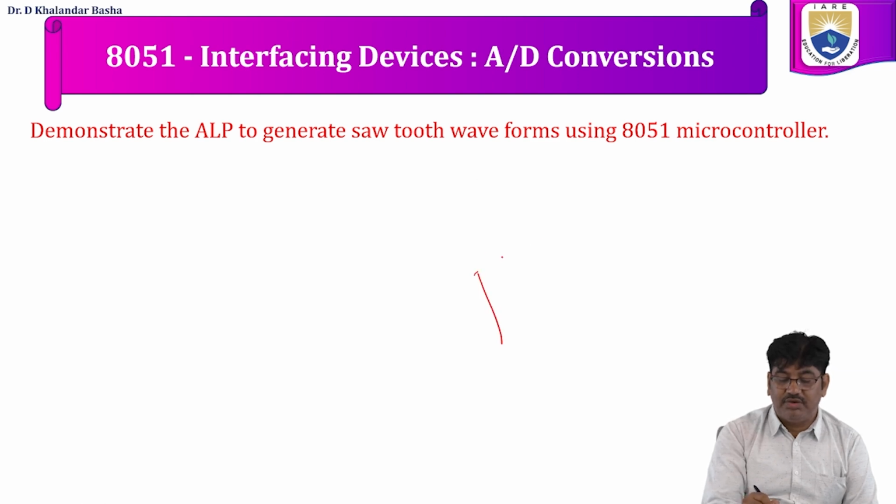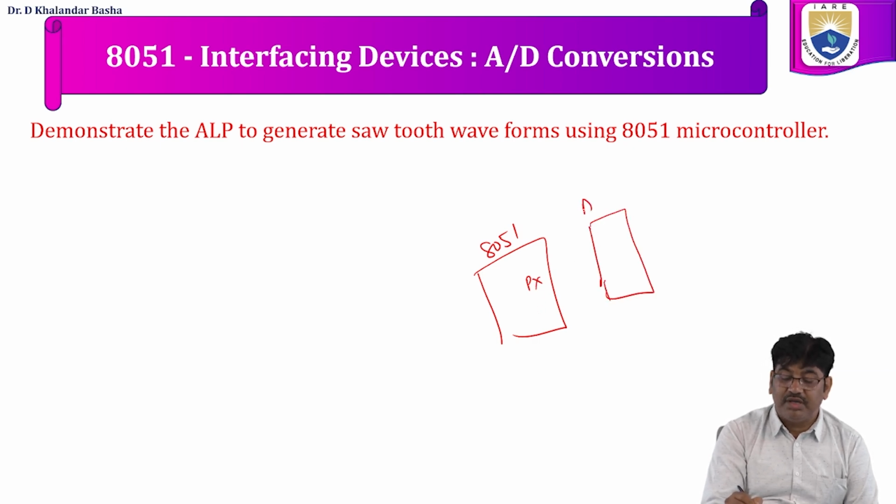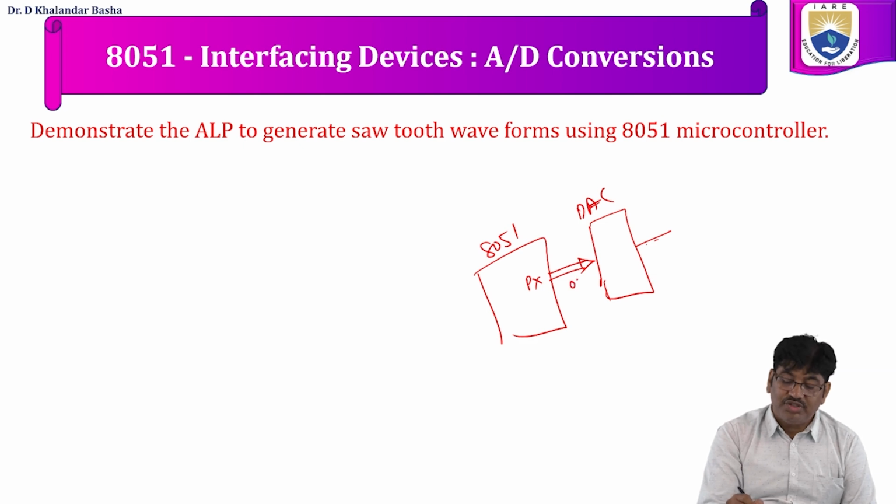So for this, we require only one port, port 1, port 0, or port 2 you can take, which will be given the analog signals. This is a DAC, a digital to analog converter. Whatever the pattern which you are sending, that will be converted. So first we will pass 00, some waveform it will generate. Whenever we pass 01, 02, 03, like this it is going to generate until FF.